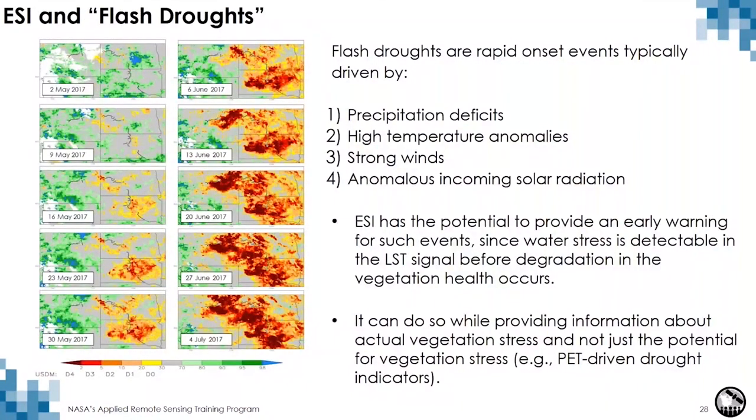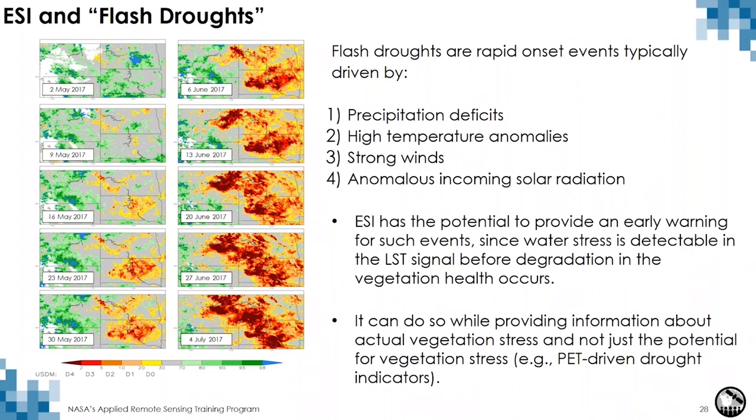So some of you have maybe started to hear this idea of flash droughts, these rapidly occurring droughts. We've had a number of them over the United States in the last couple of years and decade, where we can go from relatively normal conditions to very dry and anomalous drought conditions in a matter of weeks to a month.